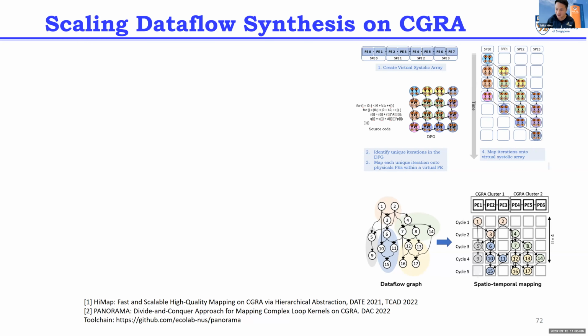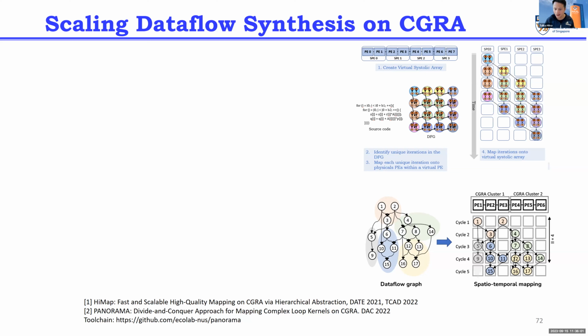Another problem is scalability. You can see that existing work can handle normal DFGs with 50 nodes or 100 nodes. However, for some extremely complex cases, it might have 200 nodes or 500 nodes. How do we handle this kind of case?